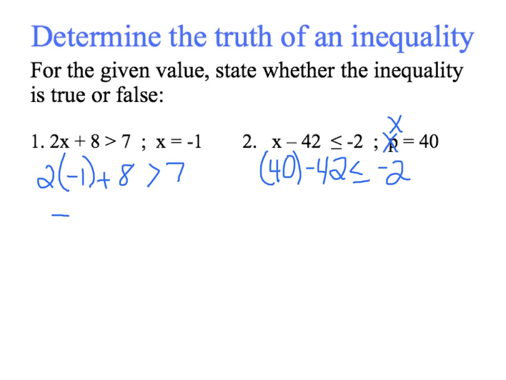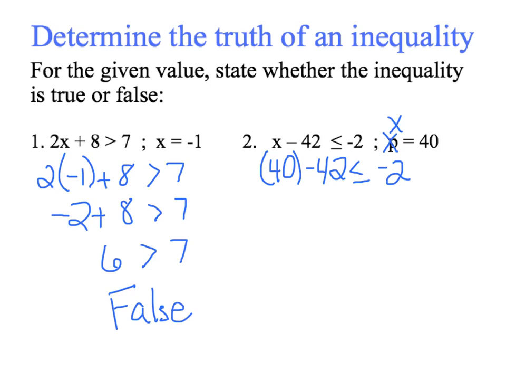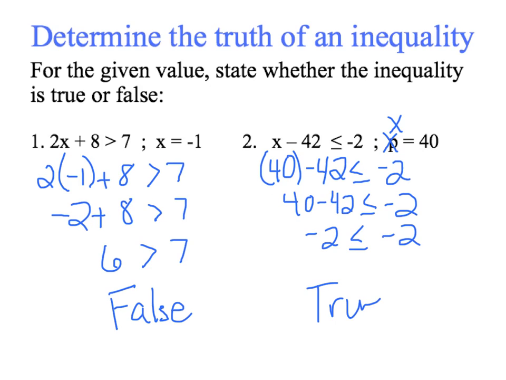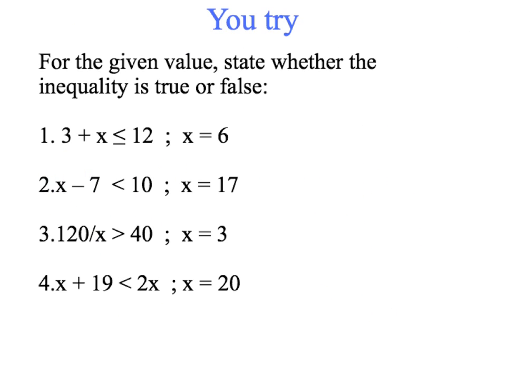Okay, so the left side should have been negative 2 plus 8, which would be 6, and 6 is greater than 7. You're determining if that's true or not. That's definitely not true, so this would be false for number 1. And number 2, this would be 40 minus 42, which would end up giving you negative 2. So the statement reads negative 2 is less than or equal to negative 2. Because negative 2 is equal to negative 2, you would say true. So hopefully you were able to get those.